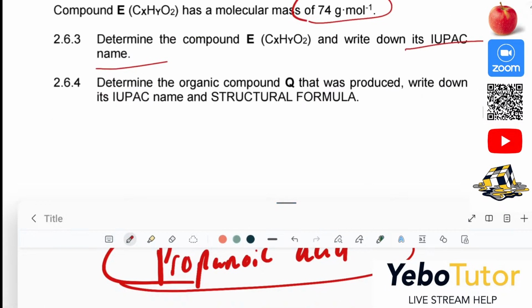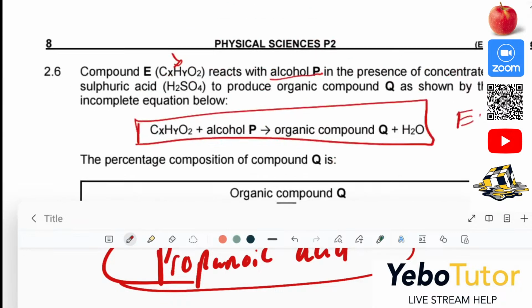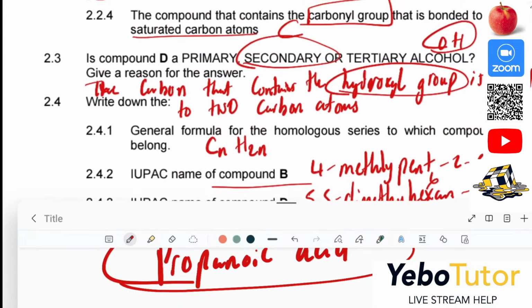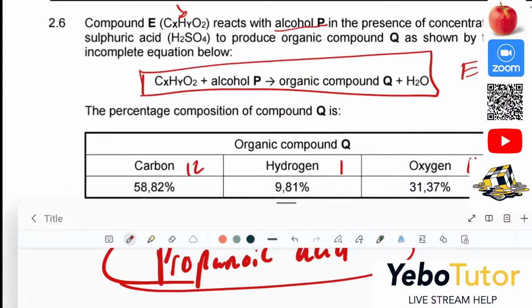So we are given: determine the organic compound Q that was produced, write down its IUPAC name and structural formula. 6 marks. Let's check that out, please. So they want us to see what this compound which was formed is.